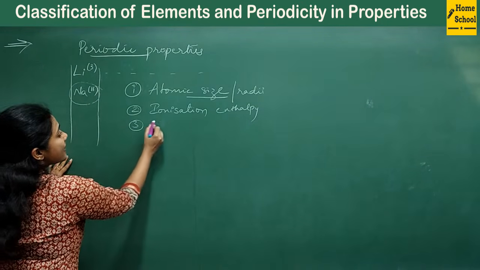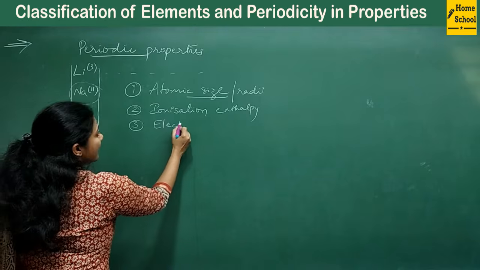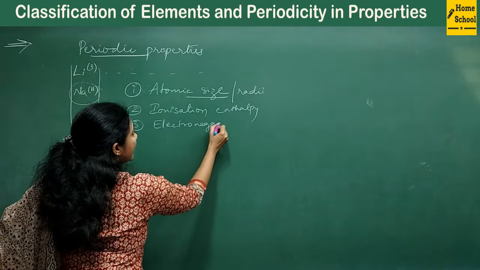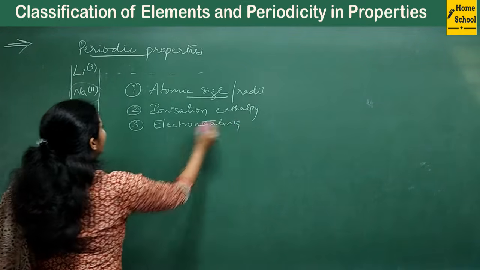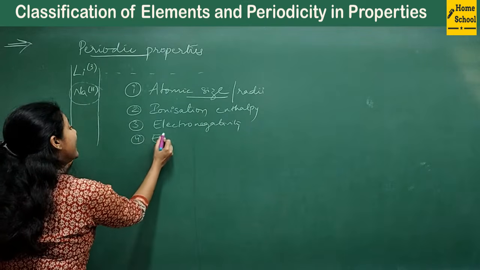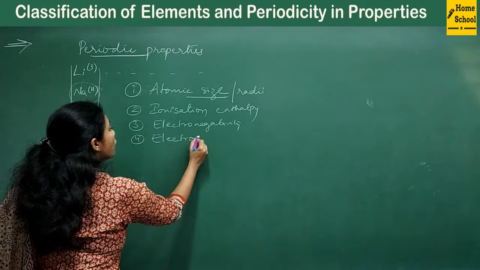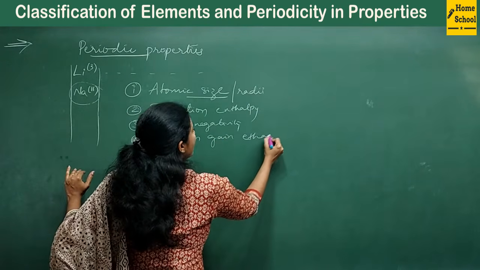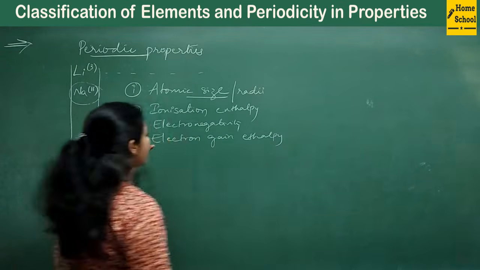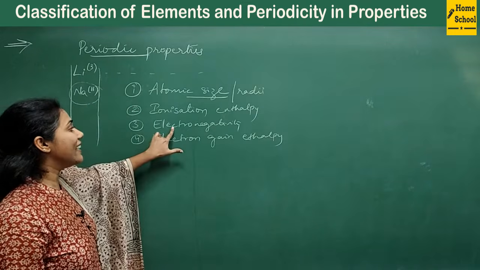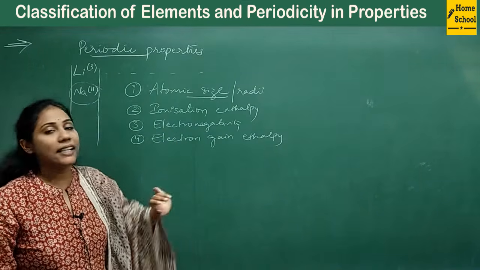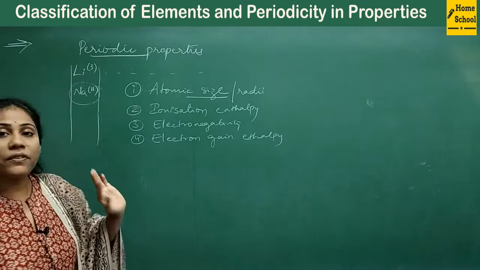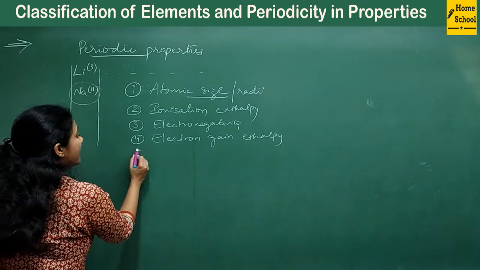And third one is electronegativity. And fourth property, electron gain enthalpy. This is also one such important property that you have to study about the element. And there's a lot of difference between electronegativity and electron gain enthalpy. All those differences we will try to study in detail, right?